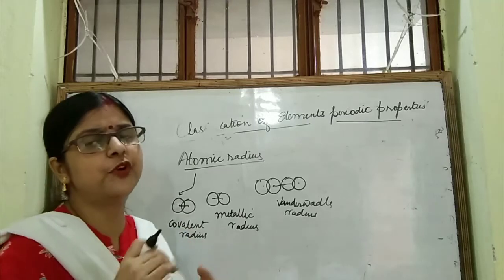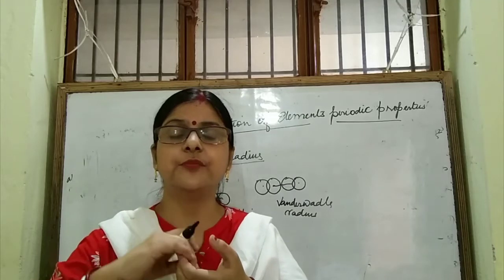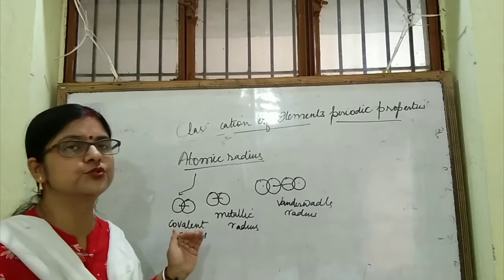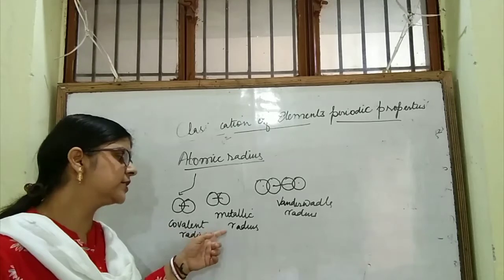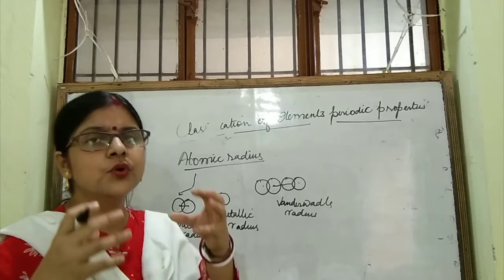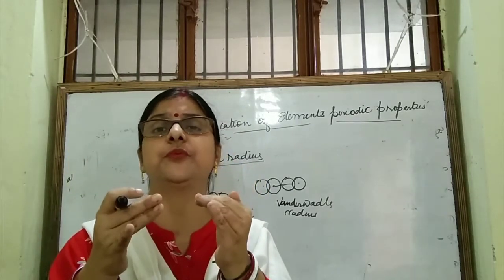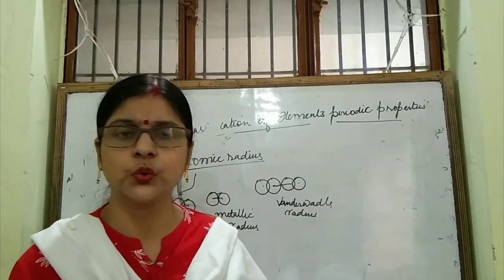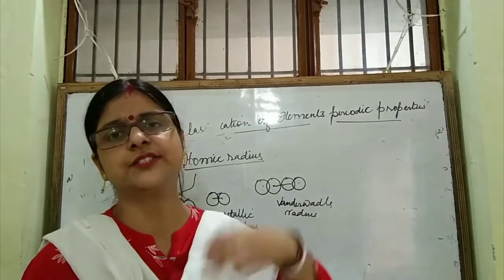Now for the elements which form covalent bonds, the atomic orbitals will overlap. So covalent radius is usually a little less than the actual atomic radius. Next one is metallic radius. In case of metals, in a metallic crystal, we take the distance between two nearest metallic atoms and divide it by 2 to get the metallic radius.